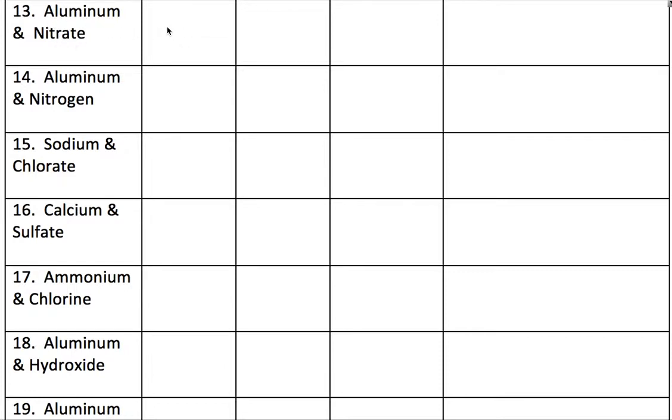Now aluminum is just normal old aluminum right off the periodic table. So you look on the periodic table, you realize it's in group 3, so it makes a +3 charge. But then we have nitrate. Now the "ate" ending tells you it's a polyatomic ion. It tells you it's not just nitrogen, but it's nitrogen bonded with oxygen.